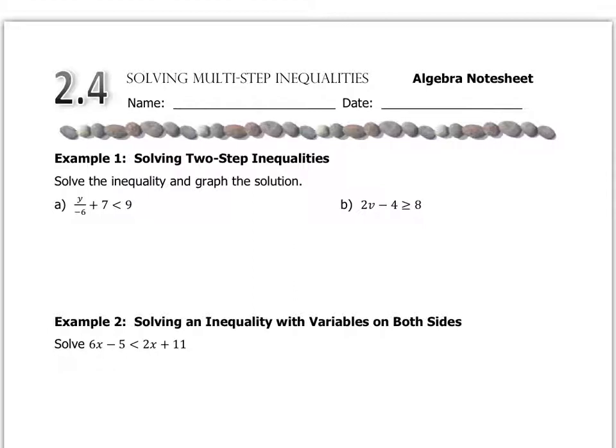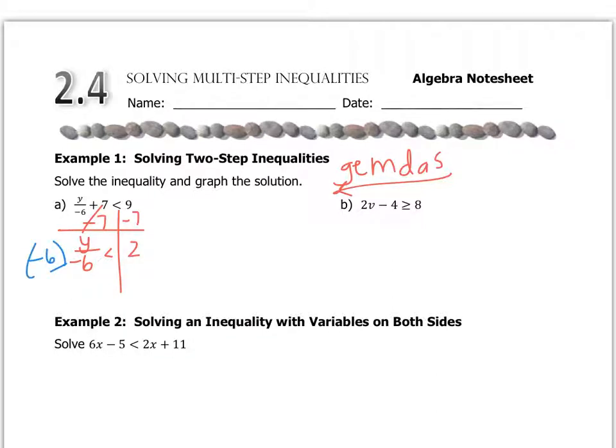of the symbol. So let's start off with letter A, drop a line, and we're going to do our GEMDAS backwards. So the first thing I'm going to look for is subtraction or addition, and I have addition, so I'm going to subtract 7. Bring down y divided by negative 6 is less than 2. Now I'm going to multiply both sides by negative 6, and since I am multiplying by a negative number, we need to change the direction of the symbol, so it's y is greater than negative 12.